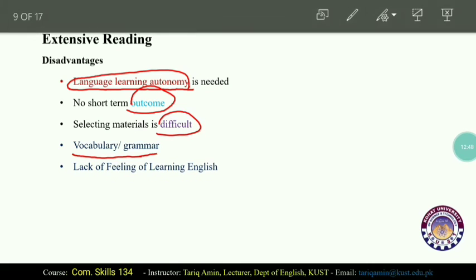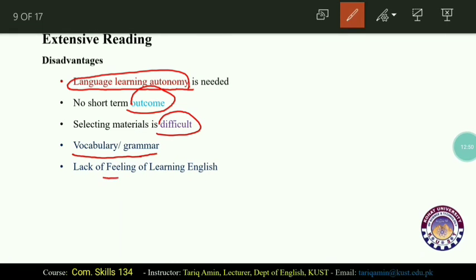Lack of feeling of learning English. When you apply this strategy of reading, you feel that you are not learning English, but you are learning English, but you feel that you are not learning English.